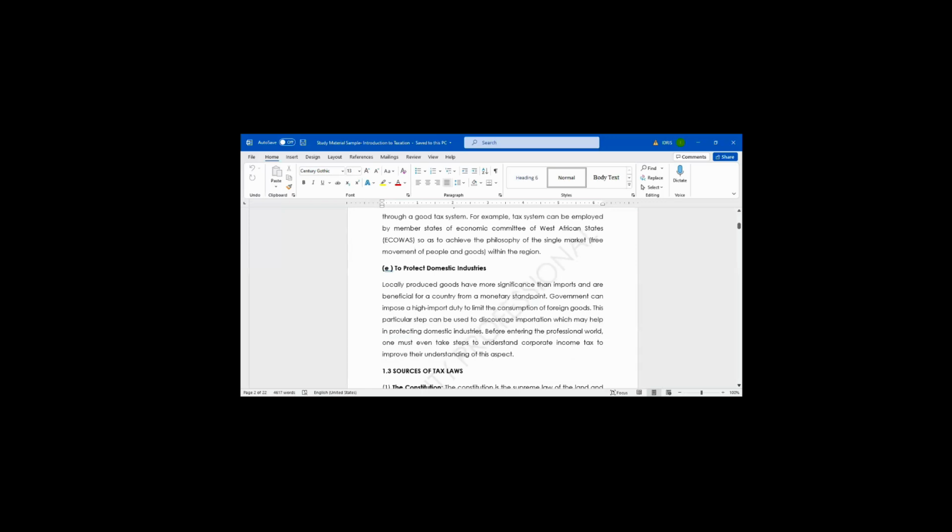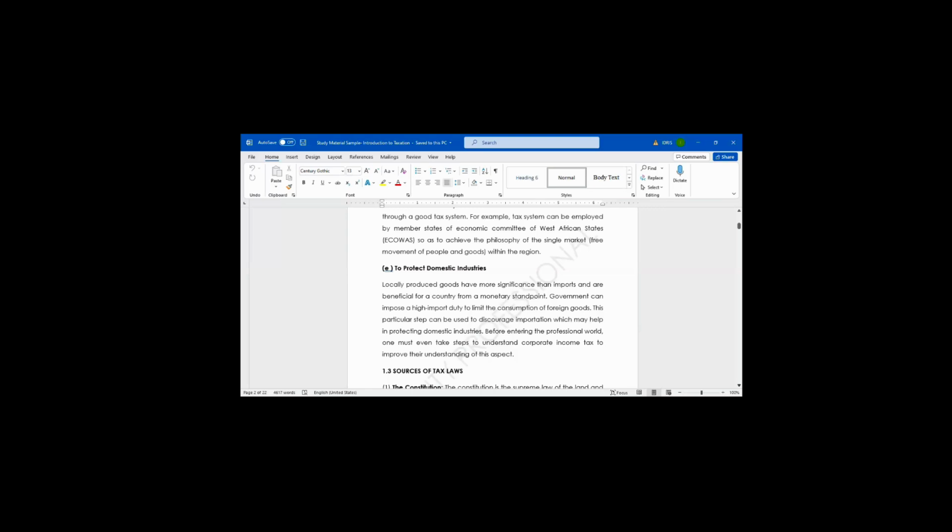Small industries owned by the citizens of the country. They are the indigenous companies. Government can protect this domestic industry against foreign industry. How? Most of the foreign industries are the ones that import products to Nigeria. Government can collect tax. Government will impose more import duties on those imported products, and government will now create an enabling environment for the local industry.